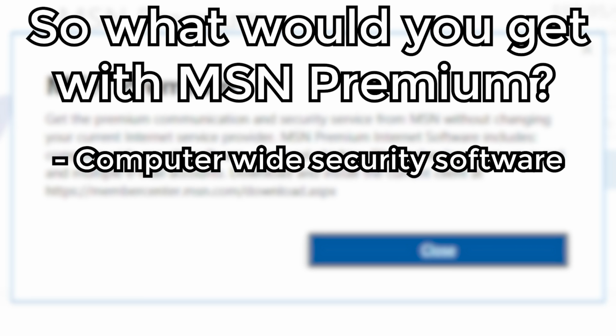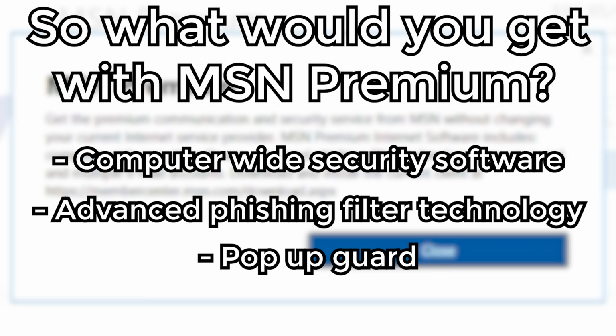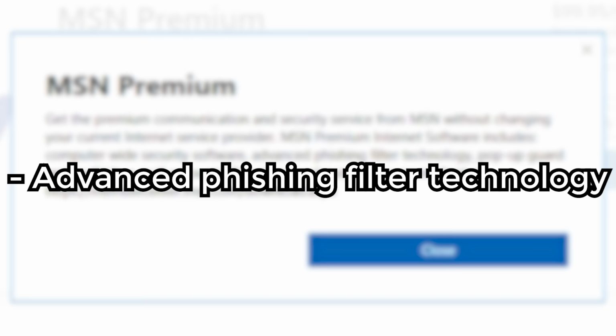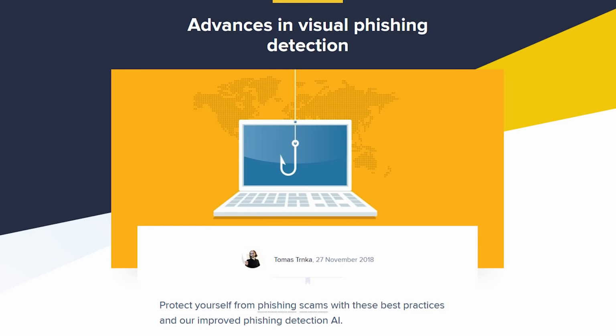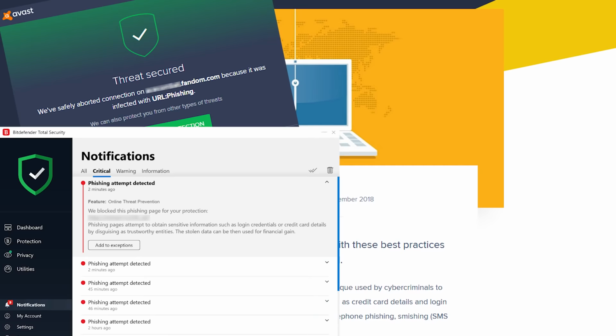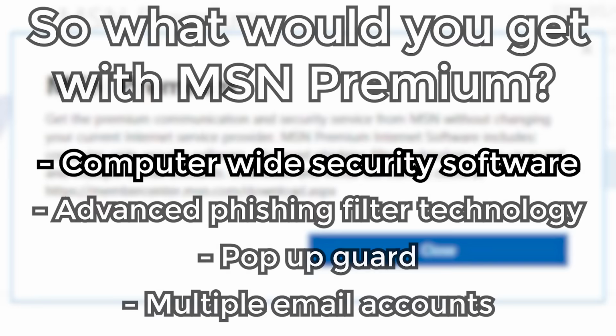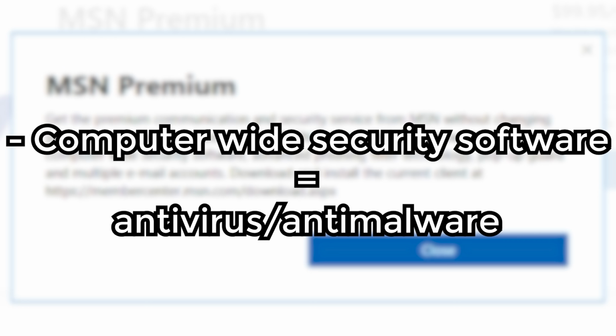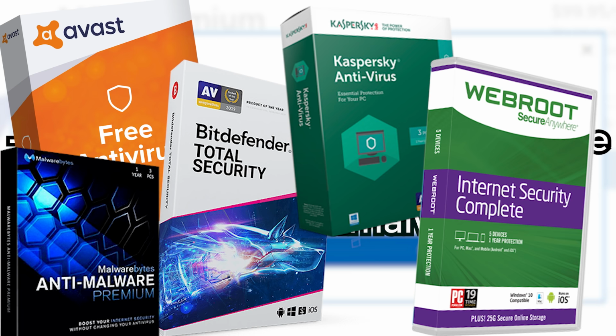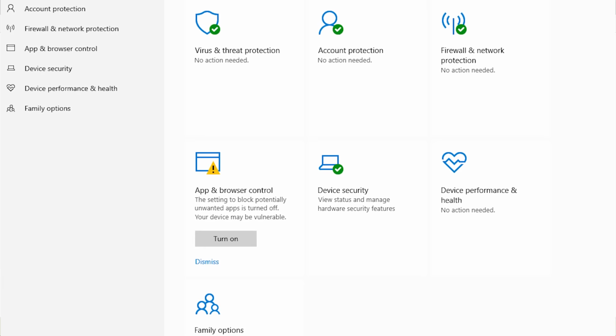Well, you're going to get computer-wide security software, advanced phishing filter technology, pop-up guard, and multiple email accounts. Now, advanced phishing filter technology, if you're talking about a program that will warn you if you're going to a phishing website or a potential phishing website with a pop-up, that's usually bundled with antivirus programs nowadays. When you're saying computer-wide security software, you're definitely talking about antivirus and anti-malware software, and there are a plethora of free and very low-cost offerings. And even Windows itself nowadays comes bundled with a free antivirus program. So we're going to see what computer-wide security software MSN Premium has once we get into it.